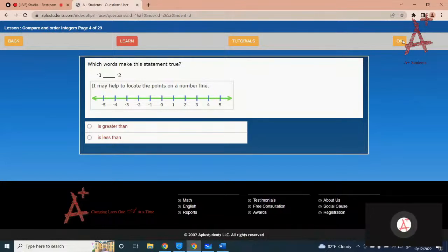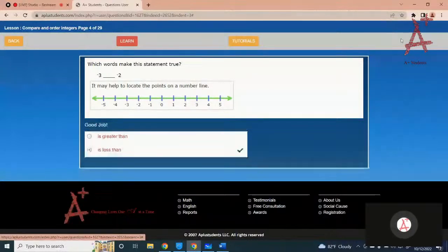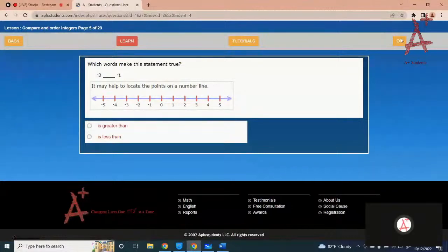Okay, which words make the statement true? Negative 3 and negative 2. So negative 3 is greater than negative 2 or less than negative 2? See on the number line, negative 3 is farther from 0 than negative 2. Yes, that means negative 3 is less than negative 2. Got it? As you are moving far from 0 on the negative side, the numbers are getting smaller and smaller. Got it?